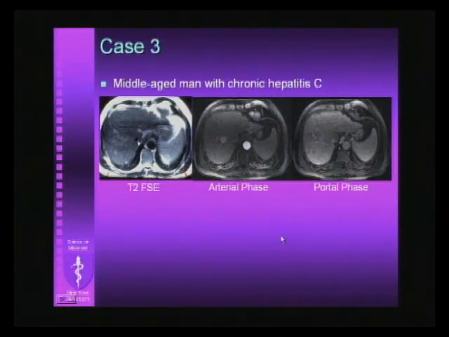Okay, on that theme, we'll move to the third case in this lecture. Here's a middle-aged man with chronic hepatitis. T2-weighted acquisitions show a slightly hyperintense lesion in the dome of the liver. It's hypervascular on the arterial phase, and on the portal venous phase, it becomes slightly hypovascular with a rim of persistent enhancement. In the setting of hepatitis and the cirrhotic, this is a hepatocellular carcinoma until proven otherwise.